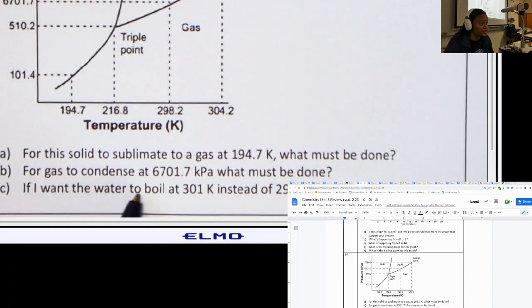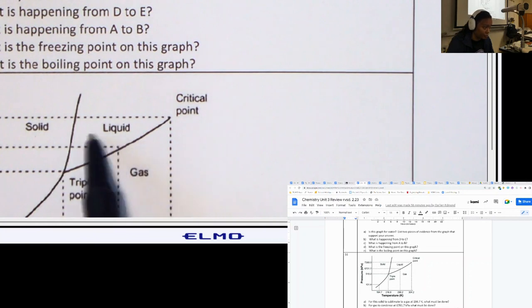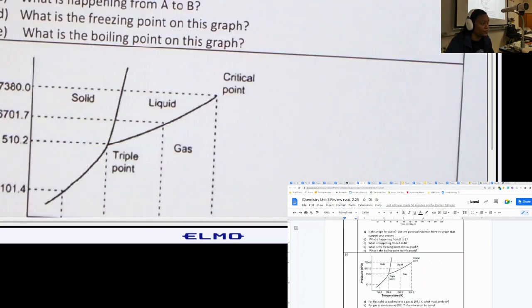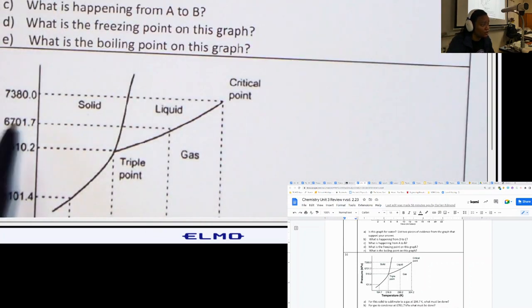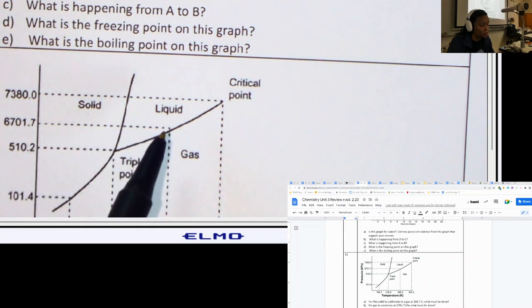For question B, it says for gas to condense at 6701.7 kPa, what must be done? So a gas to condense means you are changing from a gas to a liquid. We are cooling it off, we're going backwards, so gas to liquid. And this is happening at 6701.7 kPa. So along this, I'm going to just go on out to the line here. Where it comes to the line, you're going to trace it down.